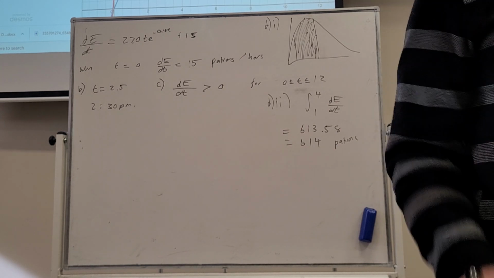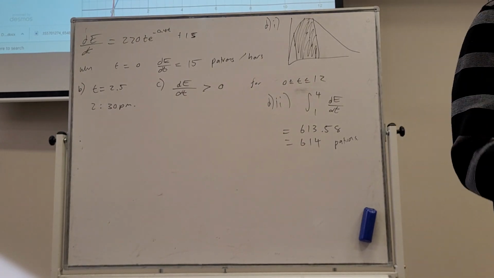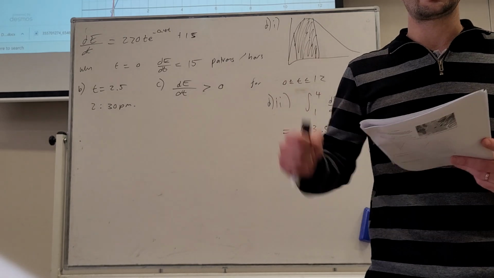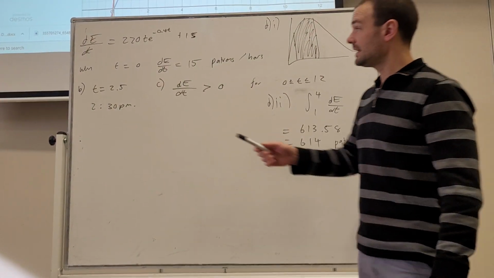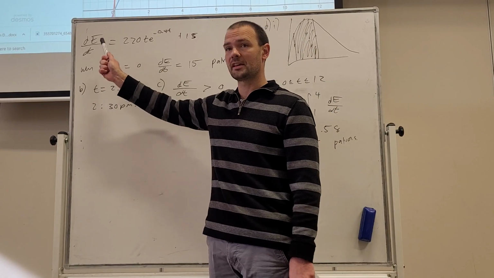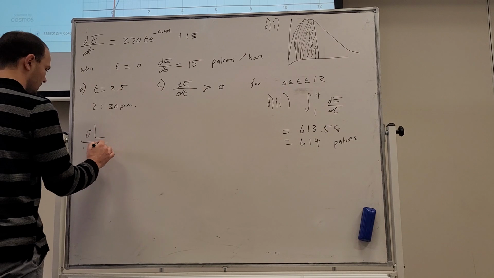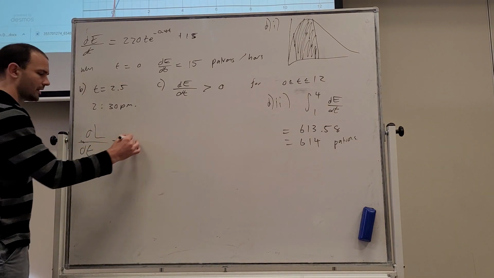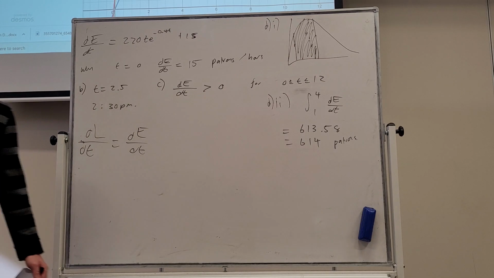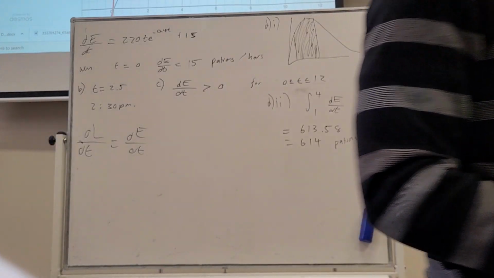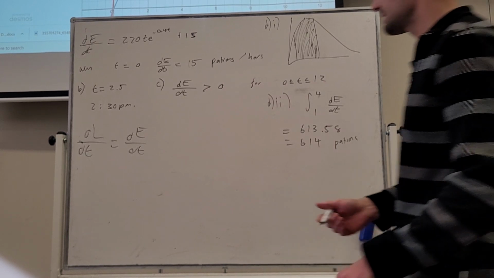Find the time to the nearest half hour when the rate at which patrons entered the venue was the same at which they left the venue. Okay, so dE on dt describes the rate at which they're coming in. dL on dt describes the rate at which they're leaving. We're asked, when are they equal? When do they equal one another? Well, they're equal when they intersect, right? And so what's that time value? 6.449. Time is the x-axis.